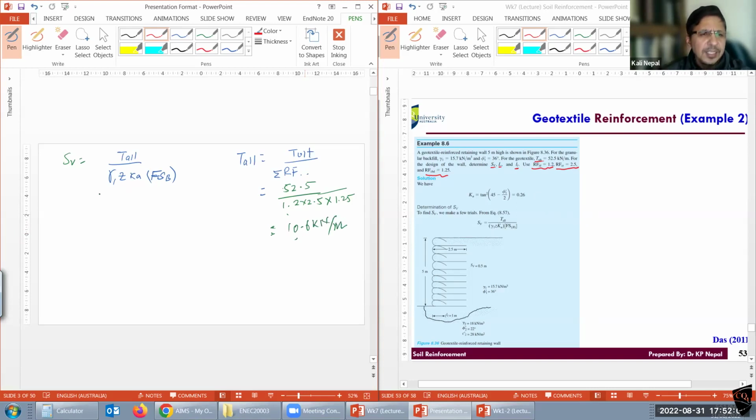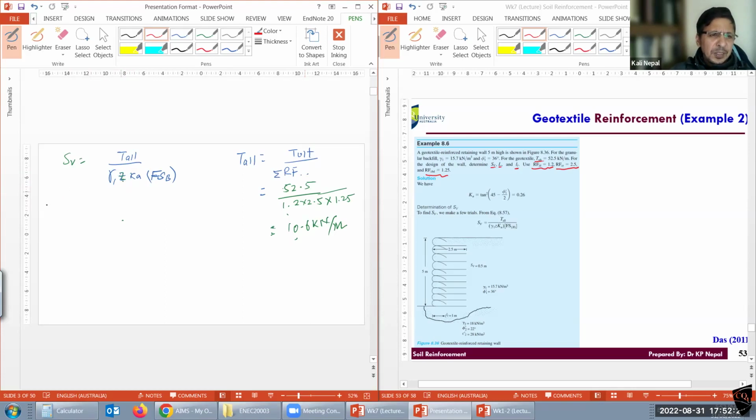Okay. So now, because the Z varies, right? The spacing varies. You see, there is a Z there, isn't it? Starting at the top, how high is the wall? 5 meter, right? Can you take at least 3 of them? One in the center, one at the top, and one at the bottom. At the top, Z is 0, so we can't calculate at the top, right? So a little bit down first.